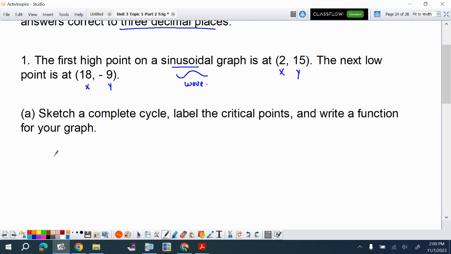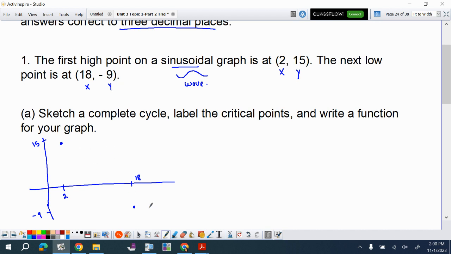Later on, we will look at examples where we are given some points and then we have to identify the equation. So first of all, let's sketch the graph. Where x is 2, the height is 15. So I'm just making a general sketch. This is 15, this is 2, then 18 and negative 9. Negative 9 is somewhere below.